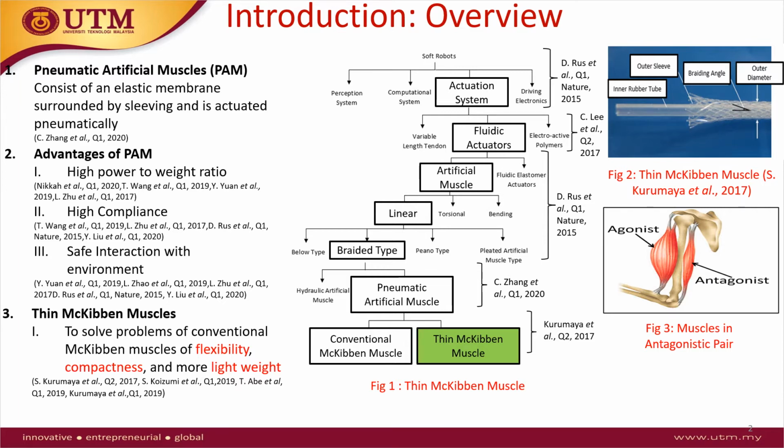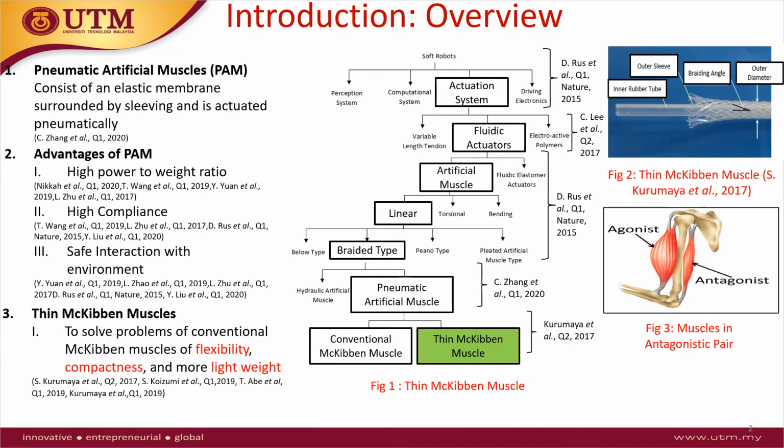These muscles are under the category of pneumatic artificial muscles, and they consist of an elastic membrane surrounded by sleeving and is actuated pneumatically. From figure 2, it can be seen that the elastic membrane, which is the inner rubber tube, is made of silicone, and an outer sleeve is braided with a certain braiding angle. When this muscle is pressurized by high pressured air, the muscle expands radially and contracts axially, producing a force for actuation. So this muscle only actuates in a unidirectional motion where it can only contract and does not expand.